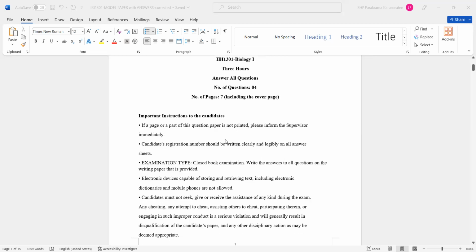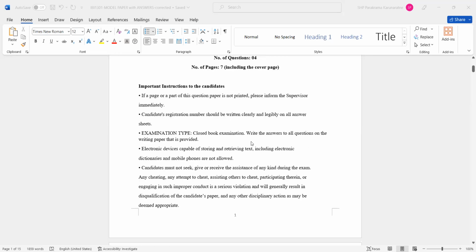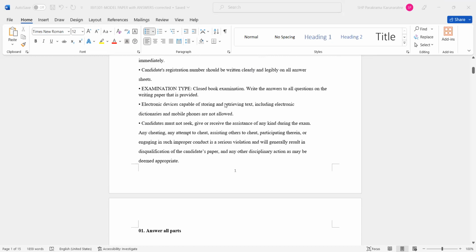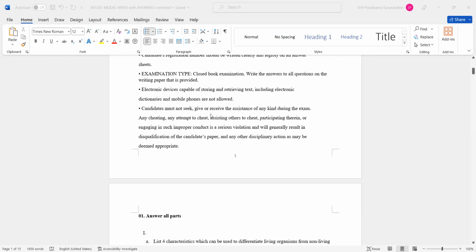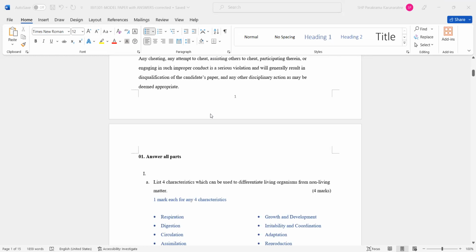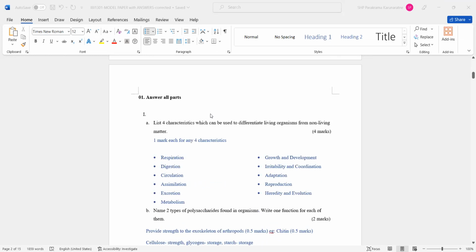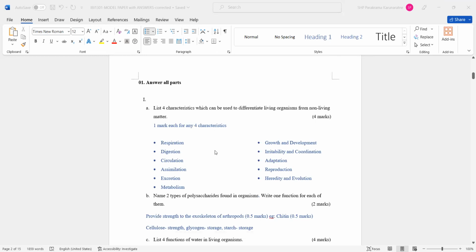Now there are some important instructions to the candidates on the first page, so you have to read them carefully, then you can understand all those things, and you need to follow these instructions very clearly. So we will move on to the questions that appear in the model paper. Answer all parts. Now in blue color I have given the answers.